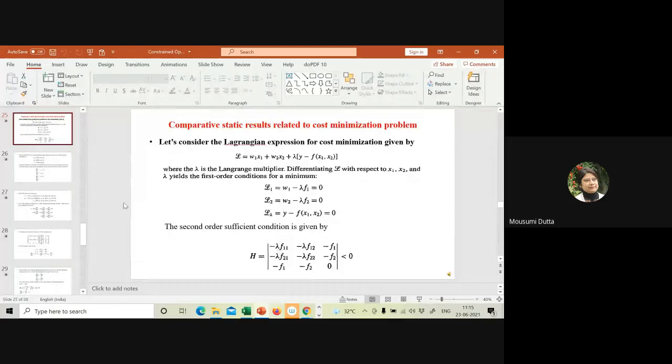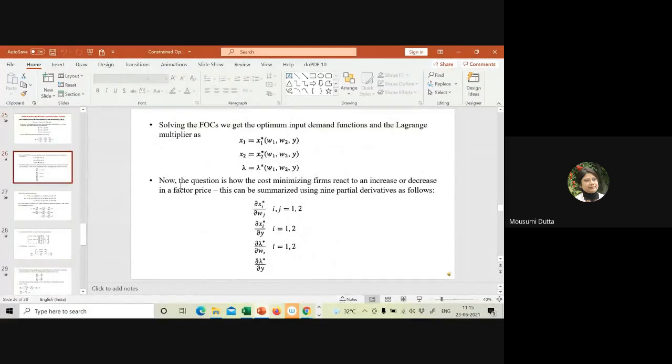So these are the first order conditions, and on the basis of these, you did some numerical exercises, and you are quite familiar with all these first order and the second order conditions. Now solving the first order condition, and if the second order conditions are satisfied, in that case we can generate the values x1, x2 and lambda.